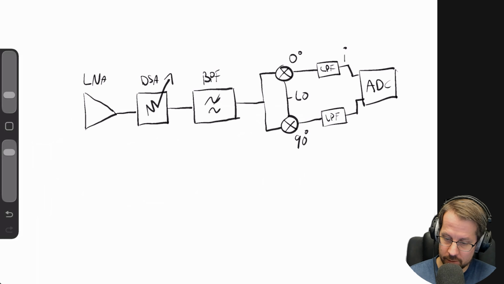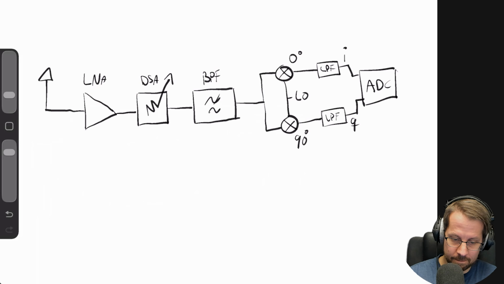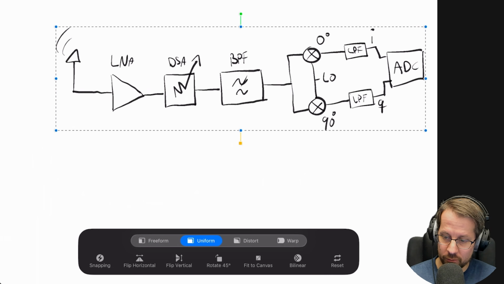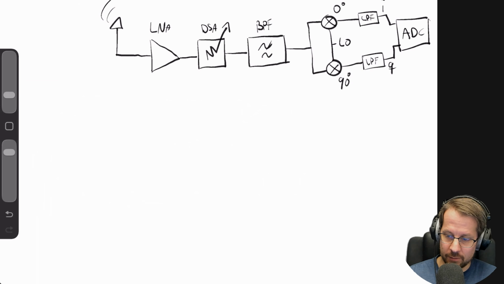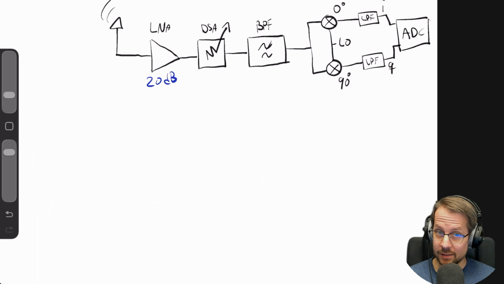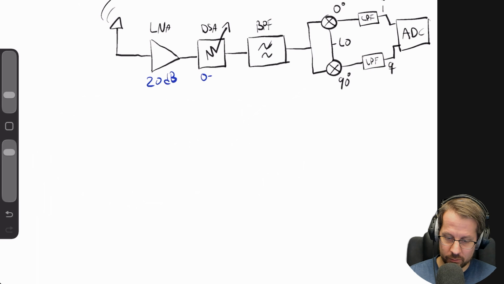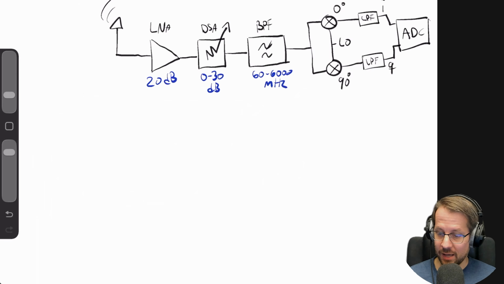Here we have the I, here the Q, and then we have our antenna connected here. Then we can move this a little bit up here, make it a little bit smaller, and place it there. And then we can add our values. So this is a 20 dB gain amplifier. This is a 0 to 30 dB step attenuator. And this is a 60 to 6,000 megahertz band pass filter.